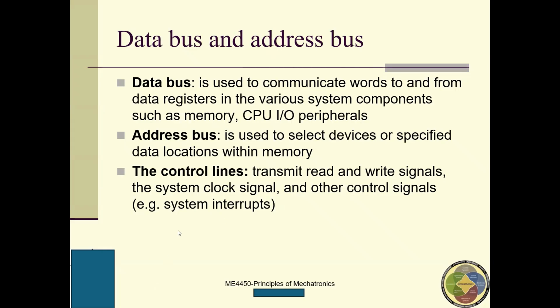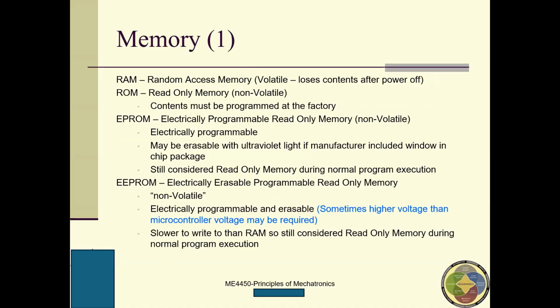So this is the data bus, address bus, control bus. And then we talk about the memories. There are a lot of different memories. We are familiar with RAM, random access memory. It is volatile and loses contents when the power is removed. ROM, read-only memory, is non-volatile. That means when you turn off the computer, it is still there. For example, the Microsoft operating system, the data is still there. Otherwise, you'll be in trouble, right?